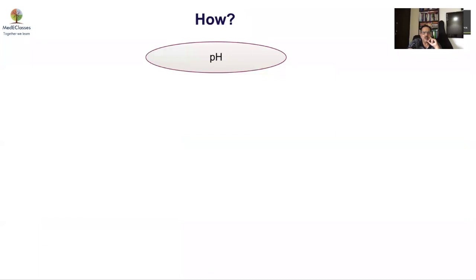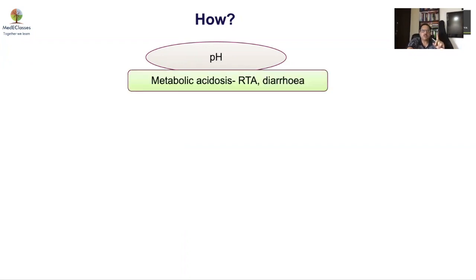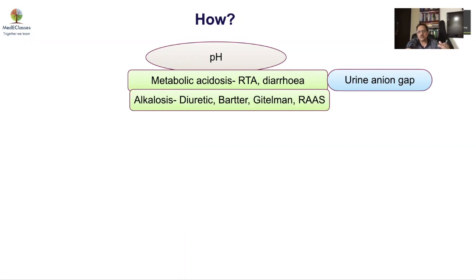So how do we evaluate? The most important thing to look at in a child who comes to us with hypokalemia is the pH. Everybody with hypokalemia should have metabolic alkalosis. If there is metabolic acidosis, we are dealing with RTA or diarrhea. Then you look at the urinary anion gap to differentiate RTA, which is positive, and diarrhea, which is negative. If there's alkalosis, this could be diuretics, Bartter, Gitelman, or RAAS. You look at blood pressure, renin levels, aldosterone, and magnesium.